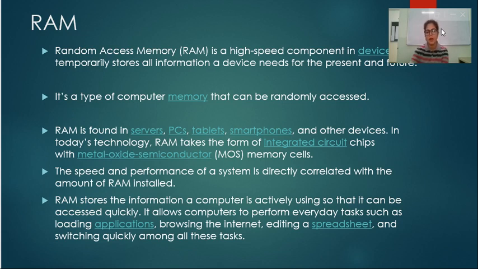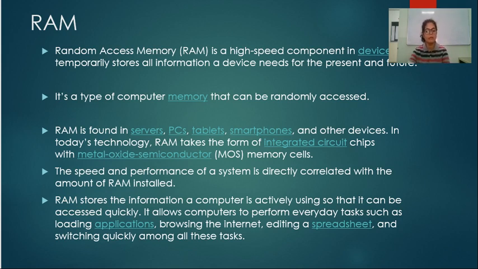Whenever you go to a market to buy a PC or a phone, your cost is also directly proportional to the amount of RAM, because the speed and performance of the system depend on these mechanisms. So RAM stores the information the computer is actively using so that it can be accessed quickly. It allows computers to perform everyday tasks such as loading applications, browsing the internet, editing a spreadsheet and switching quickly among all these tasks. So these are all features of RAM.